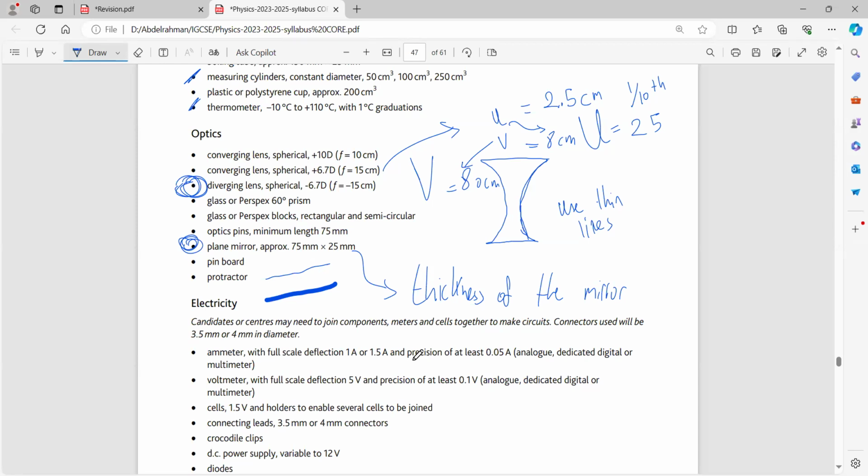If you want to improve, you can repeat and take the average. You can make sure that you're using a dark room, for example. These are some of the improvements.